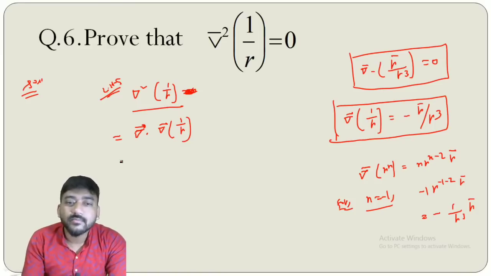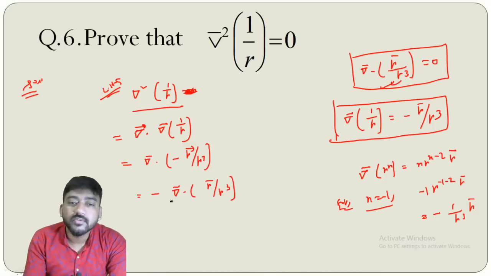And this gradient of 1 by r, let me put this value. So there is divergence of minus r by r cube. So it will be just minus divergence of r by r cube. And we have already proved that divergence of r by r cube is equal to 0. So it will be obviously 0.